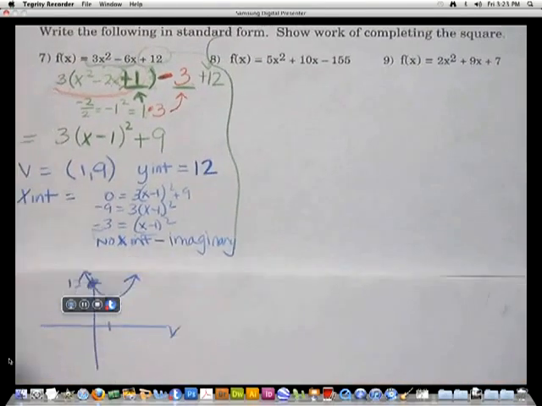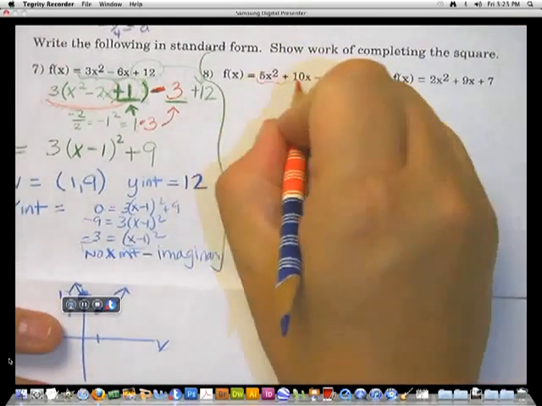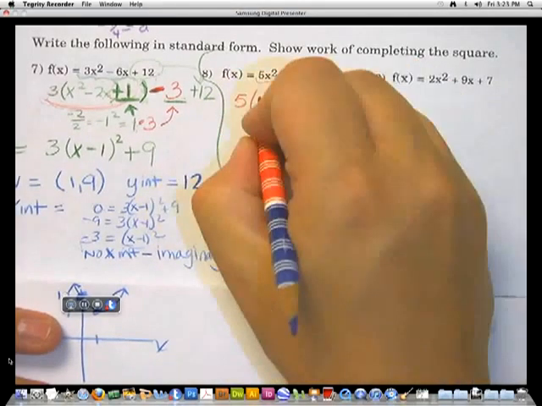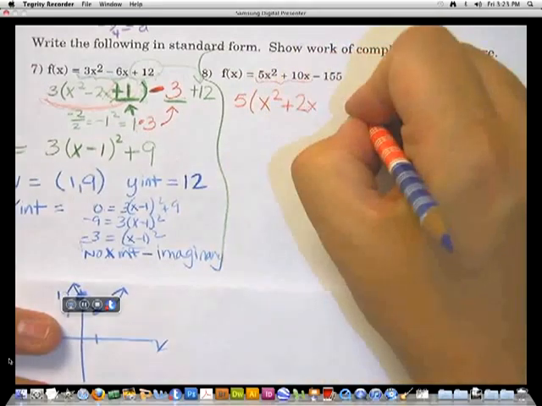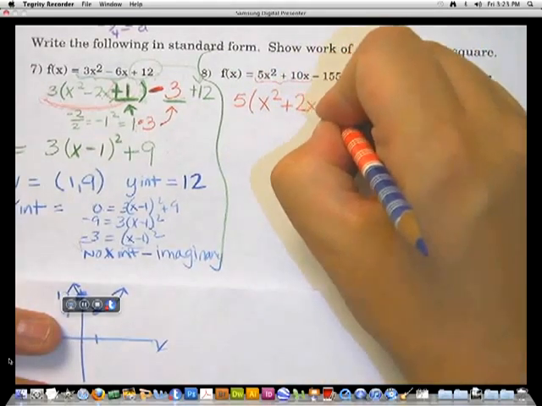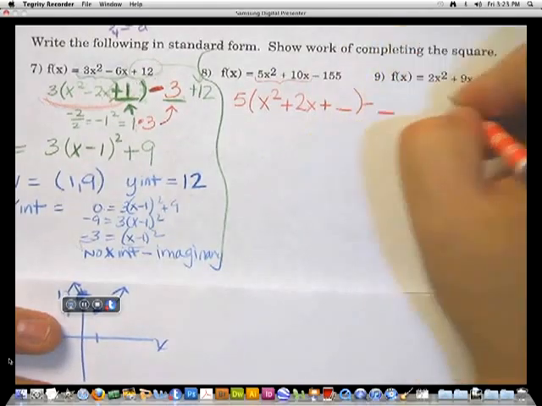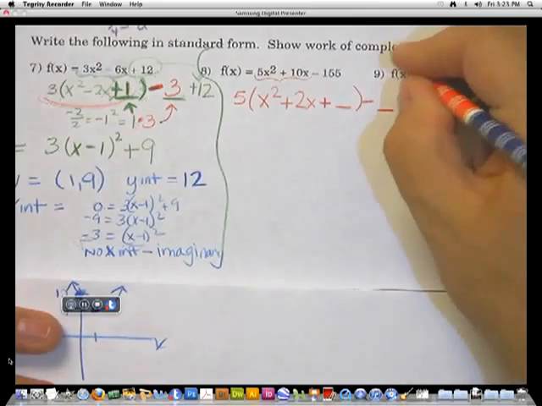All right, so number 8. First thing we're going to do is pull out the leading coefficient 5 so that we have a single x squared, and that works out nicely for the 2x. Going to leave a space that we're going to add in, and a space that we're going to subtract, and then I'm going to put the minus 155.